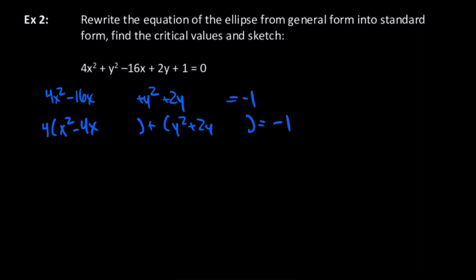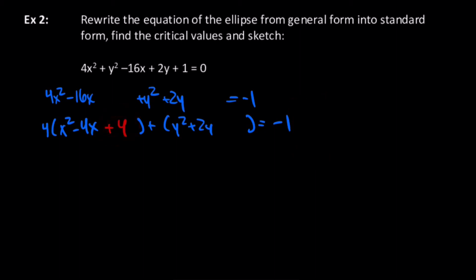Okay, so now let's take half of this and square it. What's that going to be? Half of 4 is 2, squared is 4. Here's where it gets complicated. I am not adding 4 here. Why not? Because I'm not really adding 4 here.